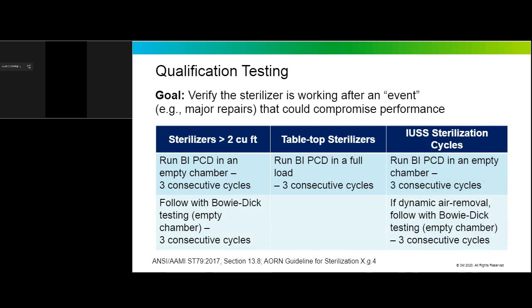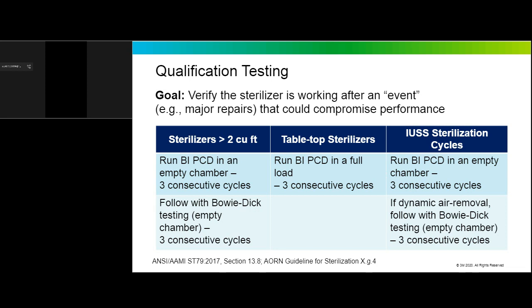I wanted to touch briefly on qualification testing. It's not something you do often, so the only seed I want to plant in the back of your brain is that this is a bit different, and there's guidance in ST79. As I mentioned earlier, you do qualification testing after a major event. For example, you get a new sterilizer, or maybe you do a major repair on a sterilizer that you have. When you do it, it's a sequence of 3 cycles.